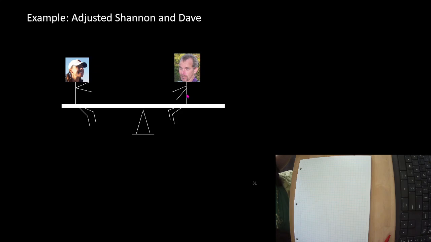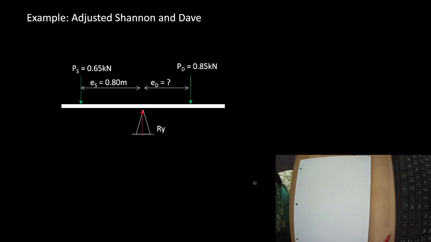So how far away does Dave need to be for this to actually be in static equilibrium? So Shannon, we still know weighs 0.65. Dave is still much heavier than her and weighs 0.85. Shannon is still sitting 0.8 meters away from the point of support, and we don't know where Dave's sitting. We need to figure out where Dave needs to be to stop this from spinning. We've talked about it. We think Dave needs to scooch forward a bit, or that this distance needs to be less than 0.8. We don't know what the exact value is. If we were out there on the teeter-totter, we'd kind of move around and figure it out. So let's formalize this. Let's do it mathematically.